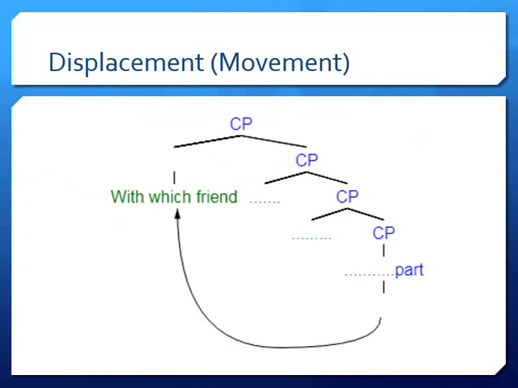Some linguists have chosen the stance for one fell swoop. The problem here is how can the phrase with which friend move in one fell swoop? Would this violate locality? It is debatable. Nonetheless, this kind of movement asserts one input and one output.